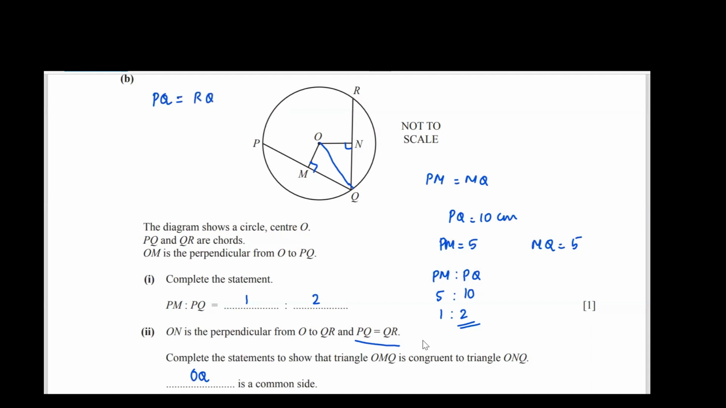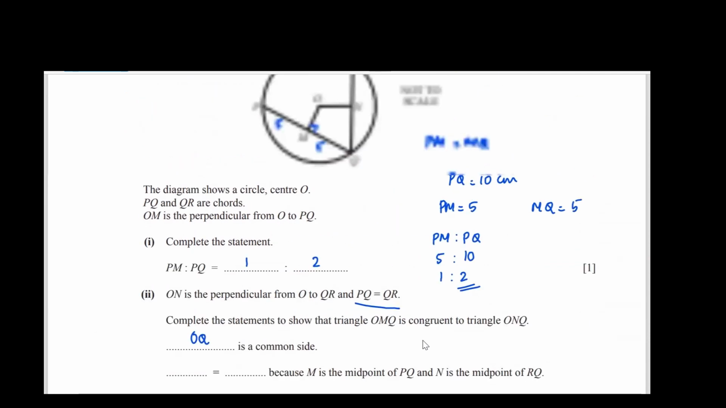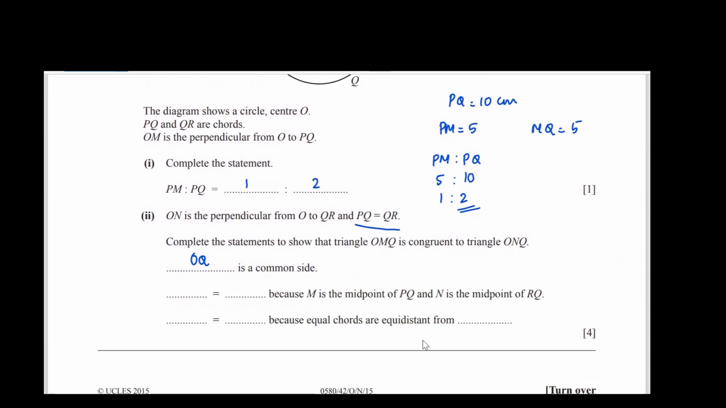Now, MQ is what? Half of PQ. And then NQ is what? Half of RQ. So if PQ is equal to RQ, then half of PQ, which is basically MQ, will be equal to half of RQ as well, that is NQ. So from this statement, we can say that MQ is equal to NQ, because M is the midpoint of PQ and N is the midpoint of RQ.